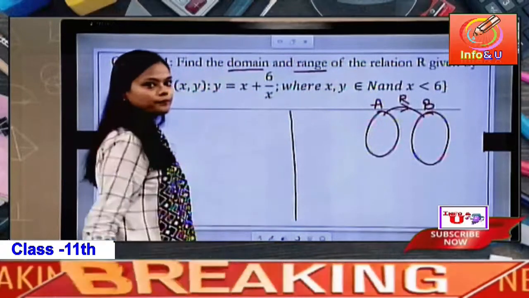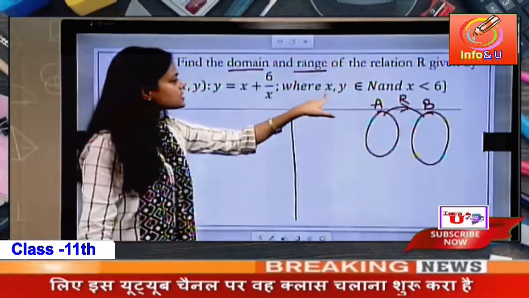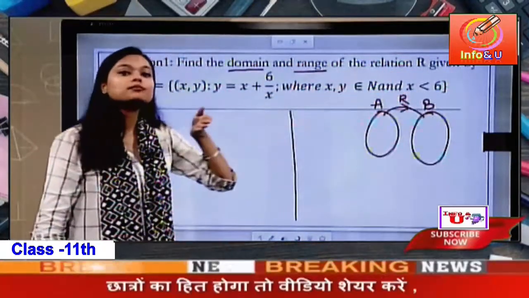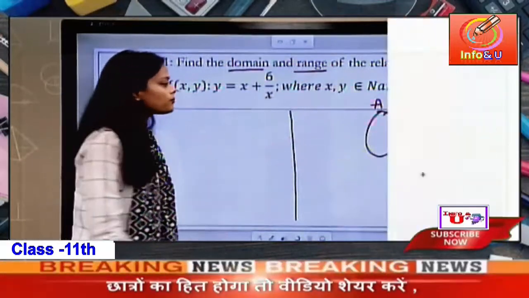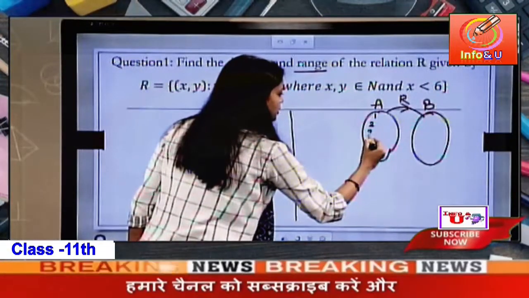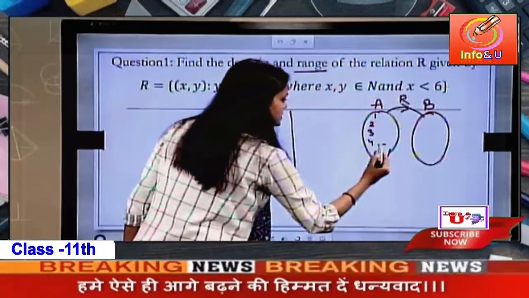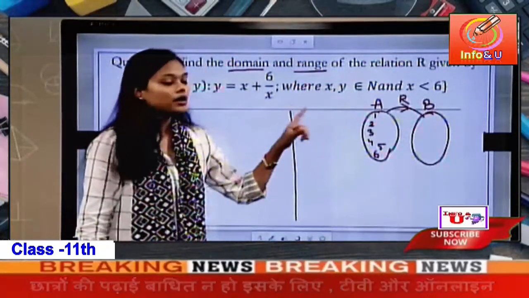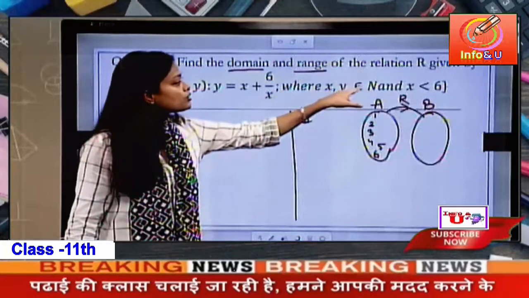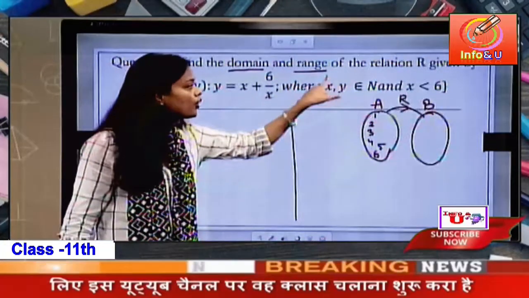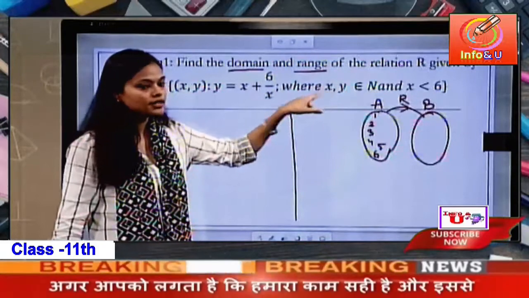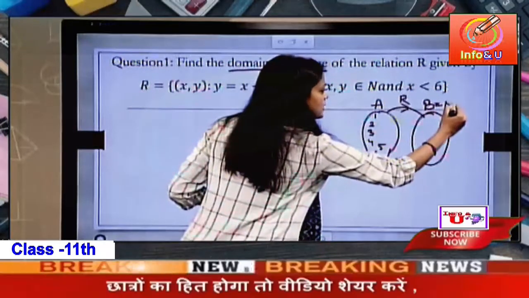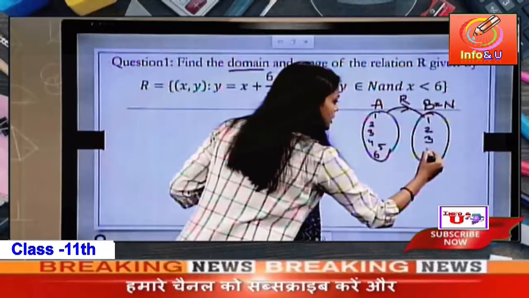What is this A? X, the first element, is coming from the naturals and it is less than 6. So all those natural numbers which are less than 6 will be in the set A: 1, 2, 3, 4, 5. These are the elements in set A. And in set B, all those natural numbers, but no condition is there for Y. That means it can be any natural number. So B is nothing but the set of natural numbers 1, 2, 3 and so on.